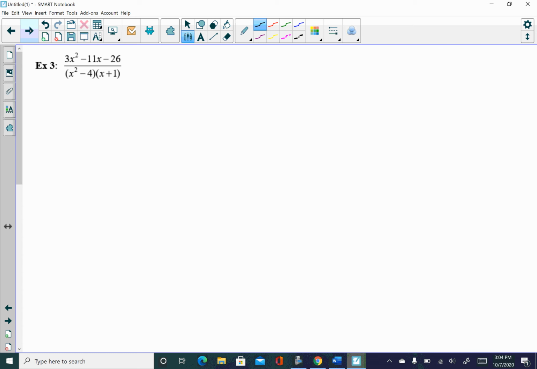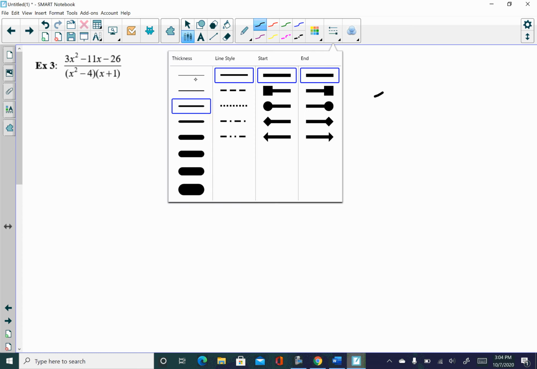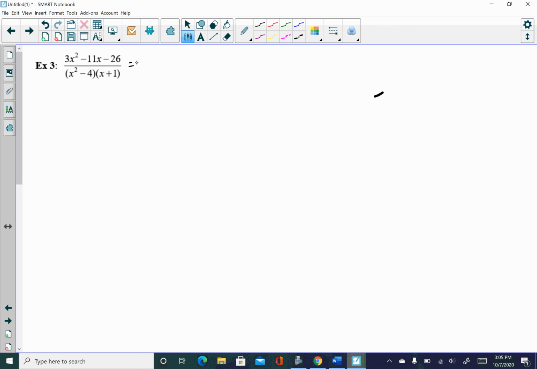So you'll notice here in example 3, it is a little bit more involved, but on the bottom you'll notice that it's not fully factored. So that would be the first thing that I'd want to do, is come through here on the bottom and factor that x squared minus 4. I can make that x plus 2, x minus 2, the difference of squares, and then I have my x plus 1 at the end. And the top stays the same, so you have 3x squared minus 11x minus 26.